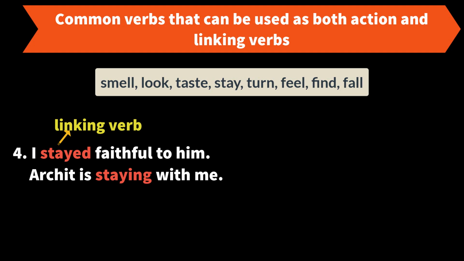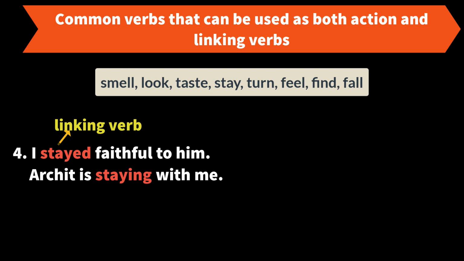In the second example, Archit is staying with me. Staying is an action verb showing an action. Archit is doing something, which is living with me, staying with me. So guys, it all depends on the context. All these verbs can work as a linking verb or a main verb or an action verb, right? So it all depends on the context and how you use it.